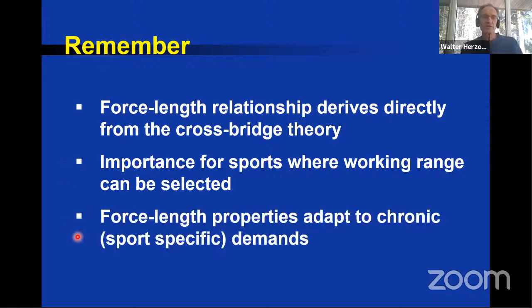And one thing that I did not talk about today, there's not enough time for that, is that we know that force length properties also adapt to the chronic and sport-specific demands. So we have shown in earlier studies, for example, that the force length properties of cyclists and speed skaters are very, very different from those of runners. And you can directly associate those with the functional demands of the sport and the functional demands that are imposed on these muscles during the training activity.